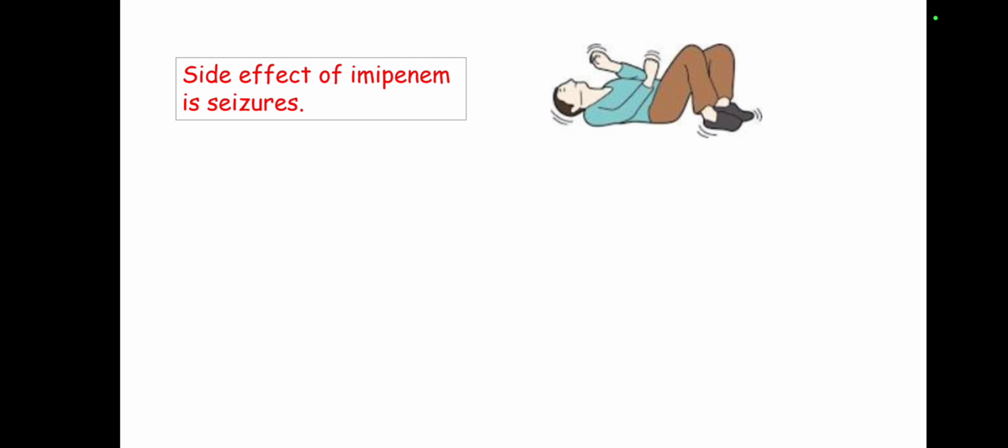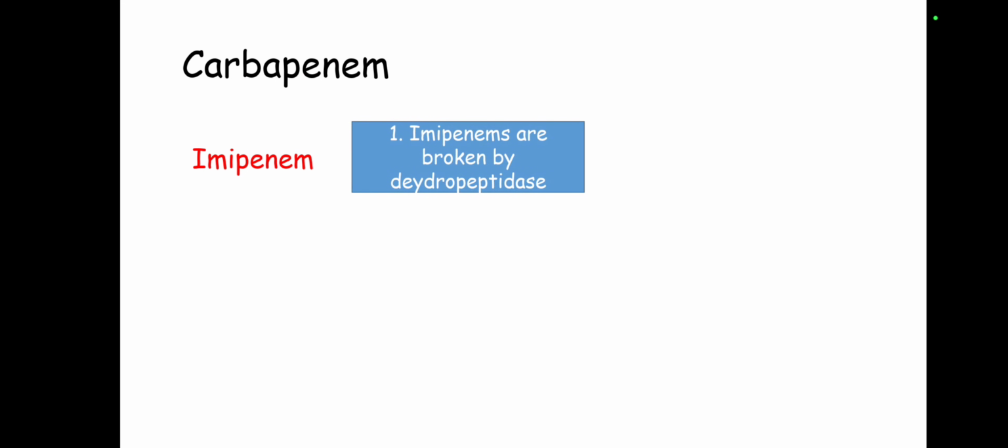Next, the main side effect of imipenem is that it will produce seizures. Therefore, these drugs are contraindicated in epileptic patients. But imipenem is a highly effective, very broad spectrum antibiotic, effective even against pseudomonas. Next, after imipenem, we developed still more carbapenems, but we kept two things in mind. First one is, imipenem is broken down by dihydropeptidase.